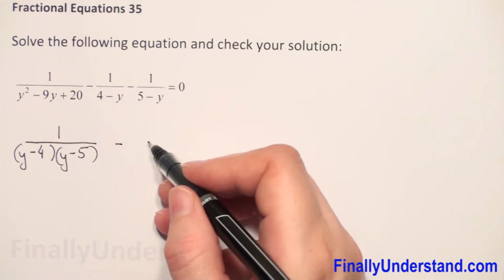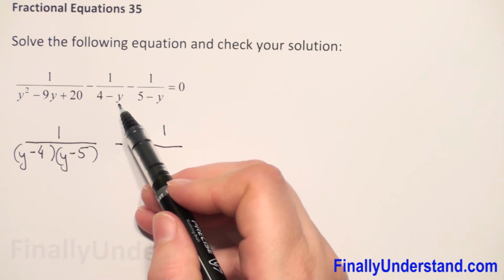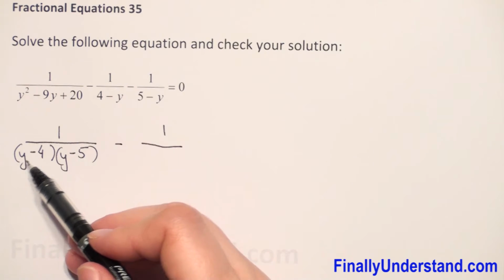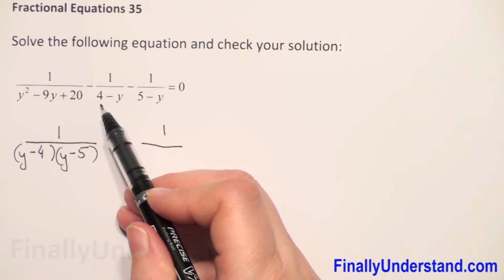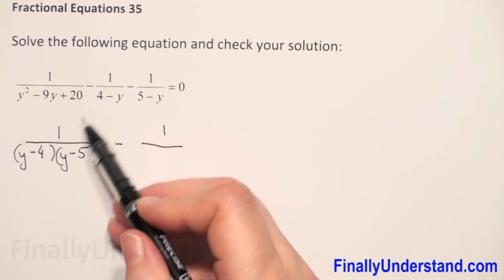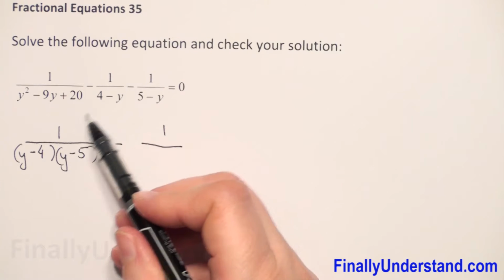So what else will we do? We have 1 in the numerator, and we have 4 minus y. In the first parenthesis we have y minus 4. So we have different signs. Before, we have positive 4, and now negative, negative, positive. How do we get the same sign?